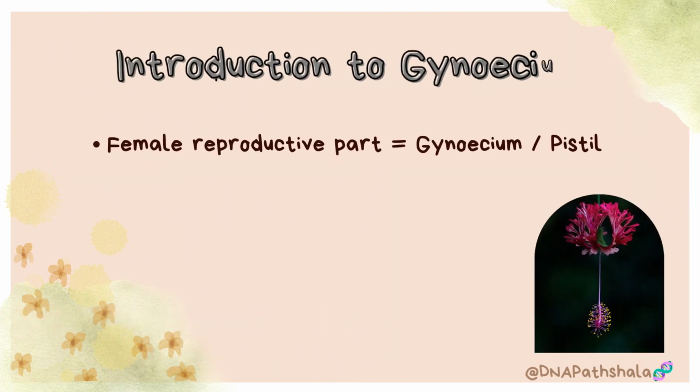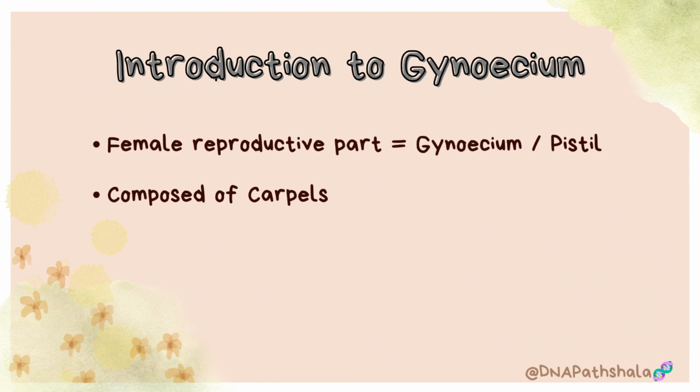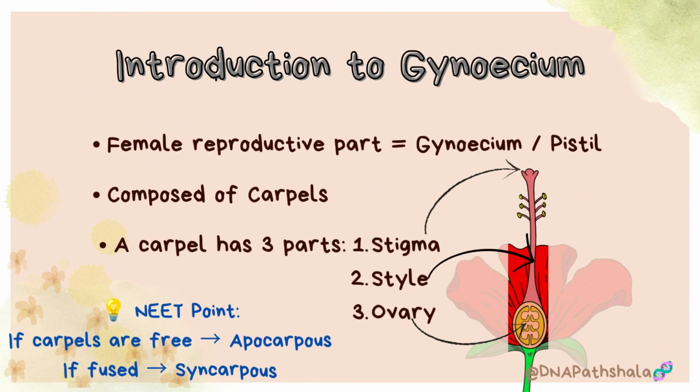The female reproductive part is called gynoecium and it is made up of carpels. Each carpel has three parts: stigma, style and ovary. Just remember this sequence from top to bottom: stigma, style, ovary. अगर ये फ्लो क्लियर है, हाफ टॉपिक ऑलरेडी सॉर्टेड है.